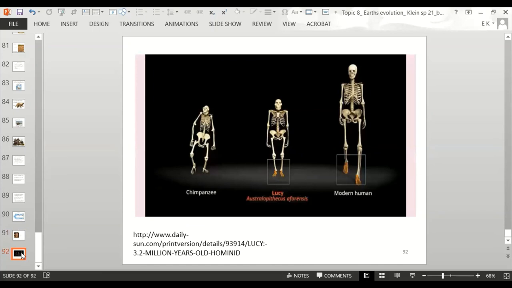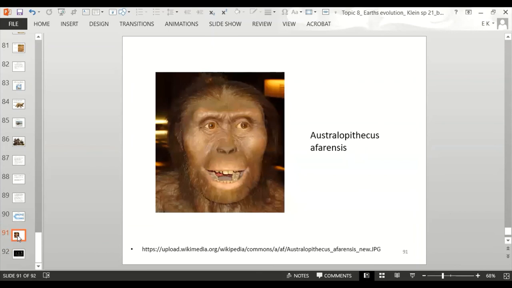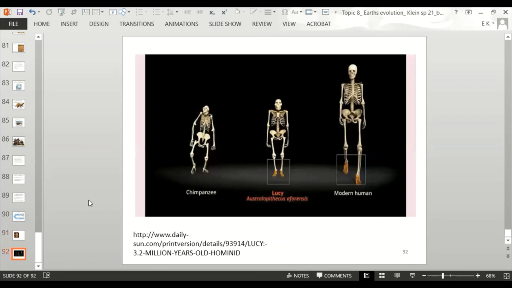And then we have Lucy, an Australopithecus afarensis. That's Lucy. Lucy is a female fossil that was found. It's a 3.2 million year old fossil. And this just shows you the height difference and the skeletal structure differences between chimpanzee, modern human, and Lucy. Again, Lucy is a particular female fossil of the Australopithecus afarensis species. So that brings us to the end of the geologic history lecture.